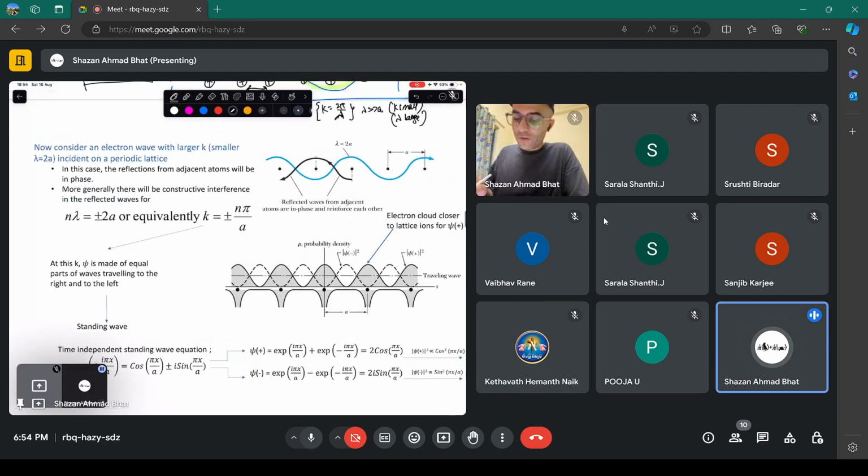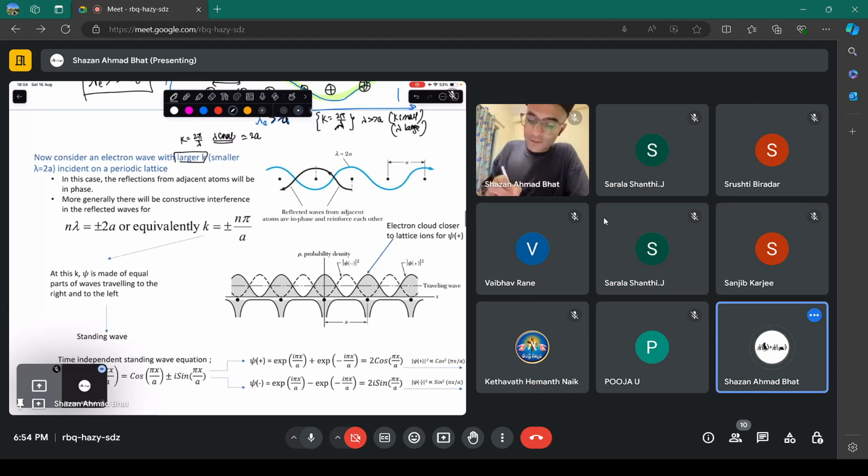Now, if you consider an electron wave with larger k, where k equals 2 pi by lambda, that means lambda is small. How small? It is of the order of the lattice constant, that means the distance between two atoms. Let's say you have an atom here, another atom here. This is a, then this is also a. Then let's say the electron wave looks something like this. So 2a is the wavelength of the electron. Okay.